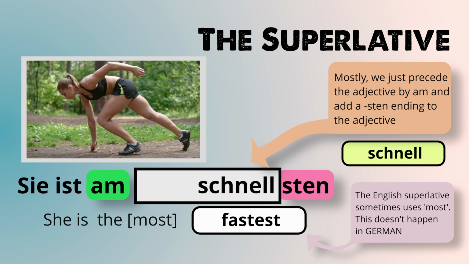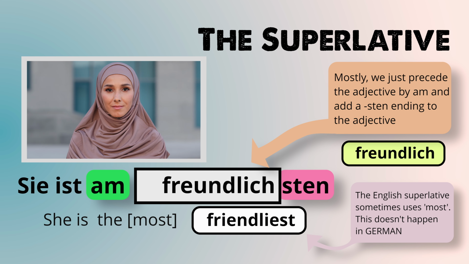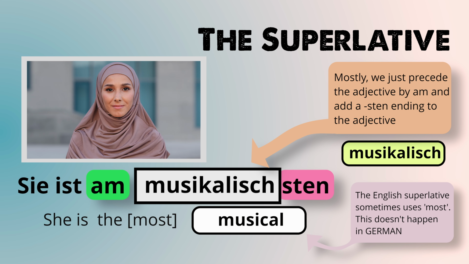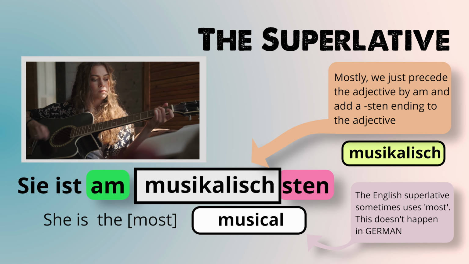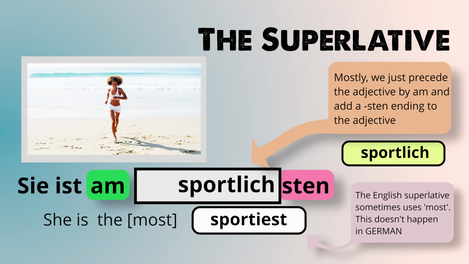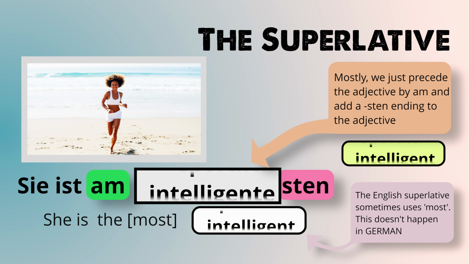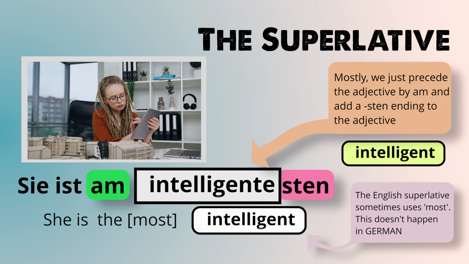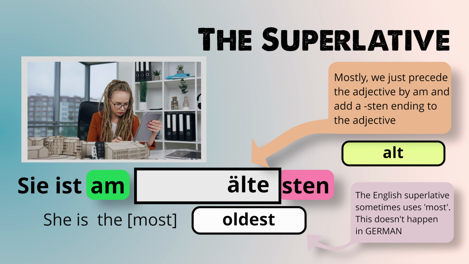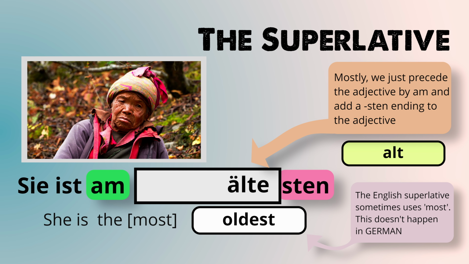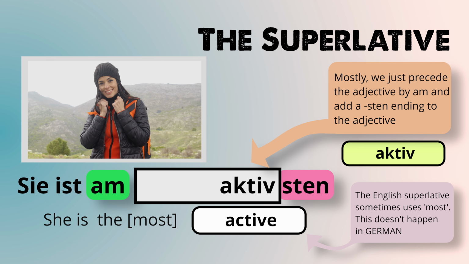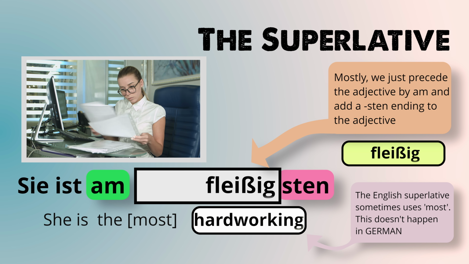Let's look at some people. Now, looking at these people, we can say, sie ist am schnellsten. Sie ist am freundlichsten. Sie ist am musikalischsten. Sie ist am sportlichsten. Sie ist am intelligentesten. Sie ist am ältesten. Sie ist am aktivsten. Sie ist am fleißigsten.